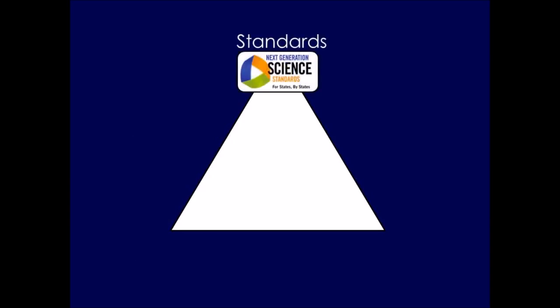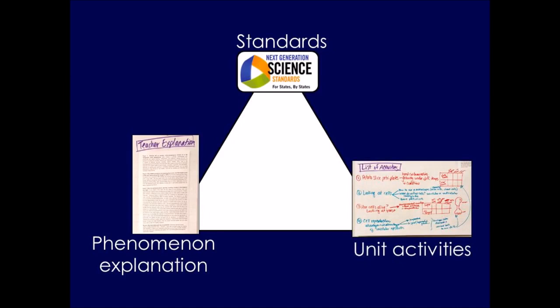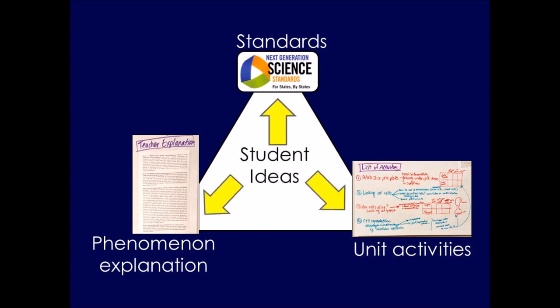When initially planning for a unit, it is important to make sure the standards, the phenomenon explanation, and the list of possible activities are tightly connected. Once the unit is underway, changes can be made based on students' ideas and questions. Through activities, students should have opportunities to test and revise their hypotheses about the anchoring phenomenon to construct an explanation about what likely caused the phenomenon to happen.